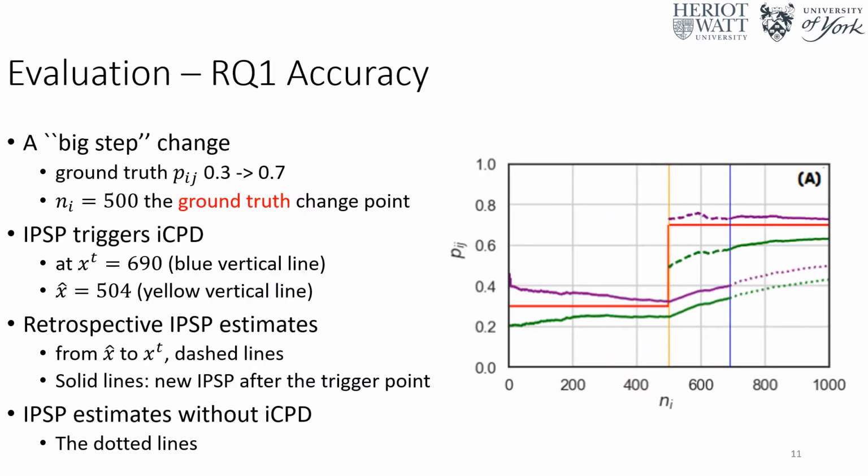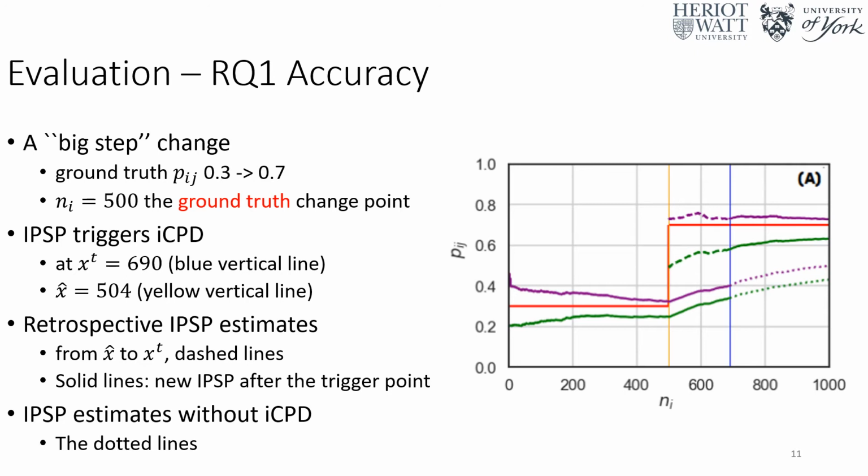We have evaluated our approach by performing extensive experiments. The first one we study is about accuracy, in which we studied 9 scenarios. Because of the time limit, I can only present to you in detail a typical one we call a big step change. It is a big step change in the sense that the ground truth transition probability, represented by the red lines, jumps from 0.3 to 0.7 at time step 500, which is the ground truth change point to be estimated.